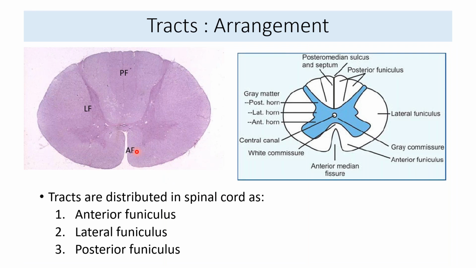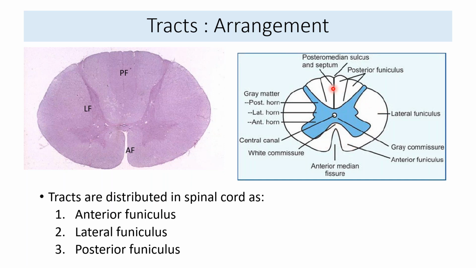Now let's see what these funiculi are. This is a histological cut section, and these are the anterior and the posterior areas. In this schematic representation, you all know the parts of the spinal cord that have been done already. Now concentrate on this white matter area, which is outer to the gray matter.